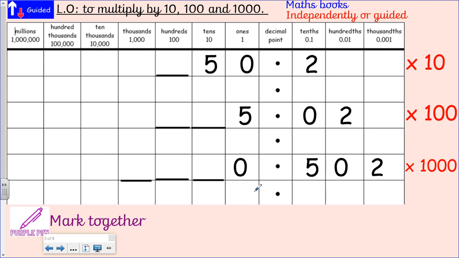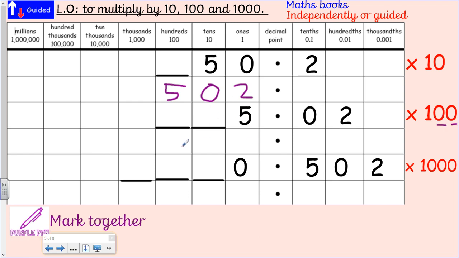Right, similar thing, people. So stop, pause the video, have a go, make sure you've had a go on your own, and then you can watch me going through it. So 50.2 times by 10. I'm going to speed up a bit here because hopefully you've got the idea. The 5 moves over, the 0 follows it just one place, and the 2 is there. So 50.2 times 10, 502.